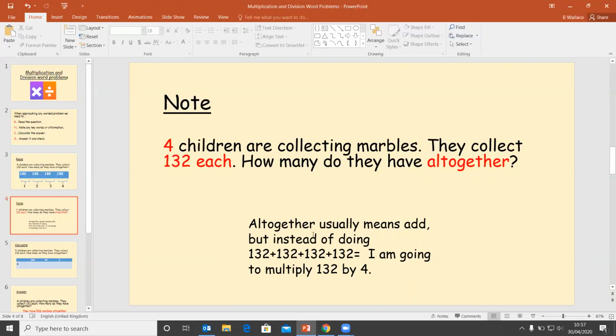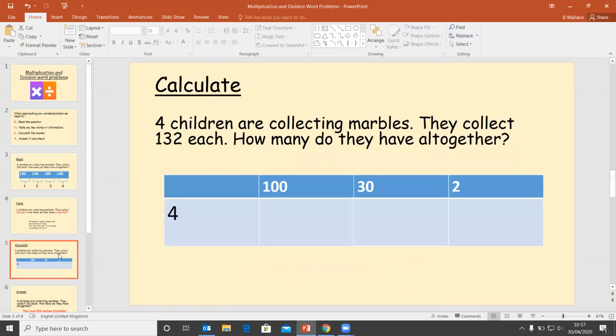Okay, so now I've noted and I now know what I need to do. I'm going to calculate it. So there are 4 children collecting marbles. They collect 132 each. How many do they have altogether? Now I am going to use a grid method to multiply these together. Okay, so first you draw your grid and then you need to partition the number you are multiplying. So I have partitioned 132 into 100, 30 and 2, and I'm going to multiply all of those by 4.